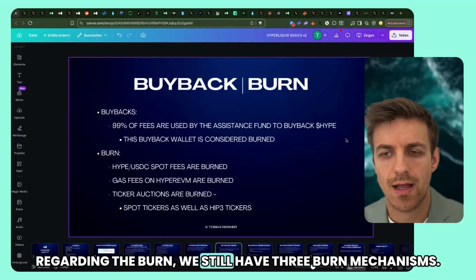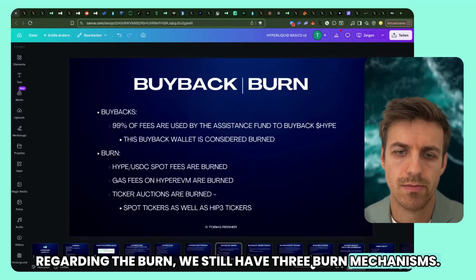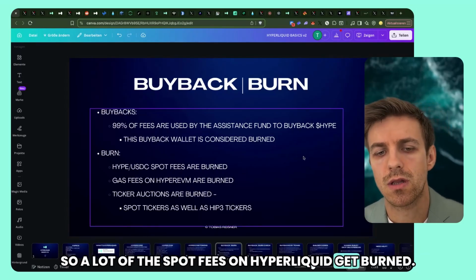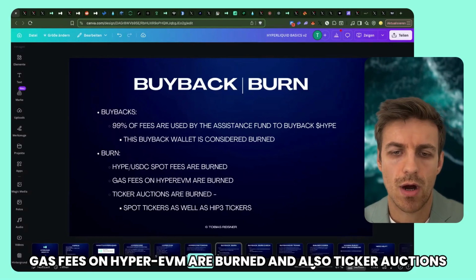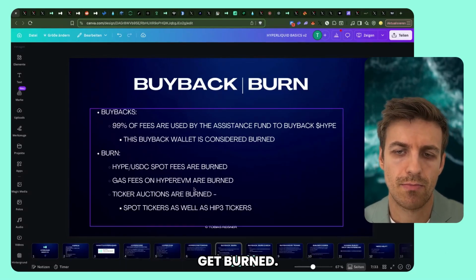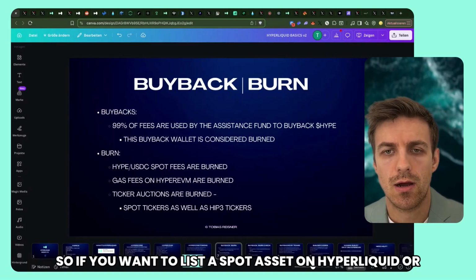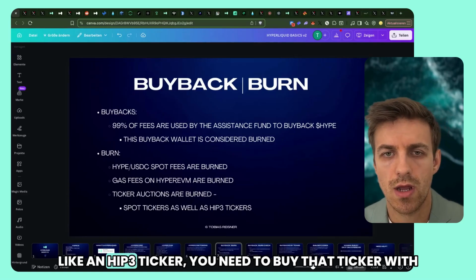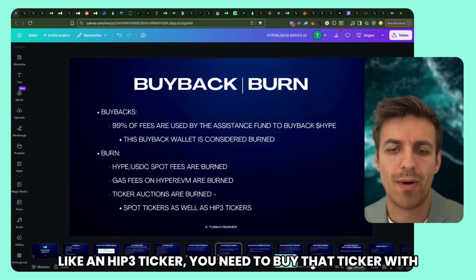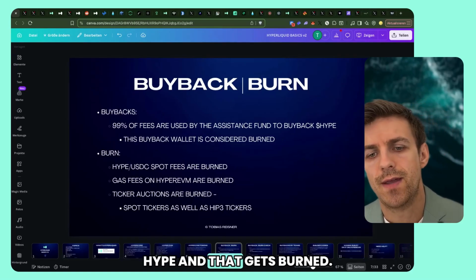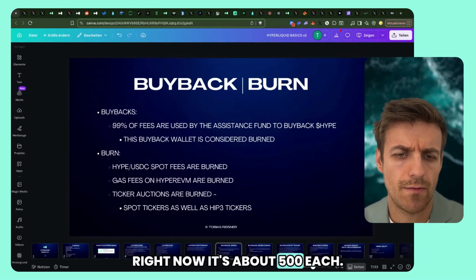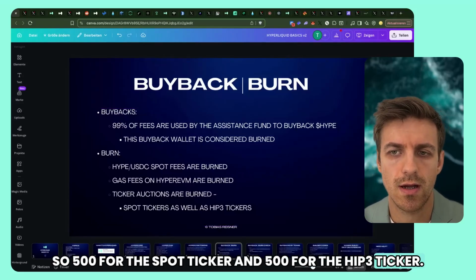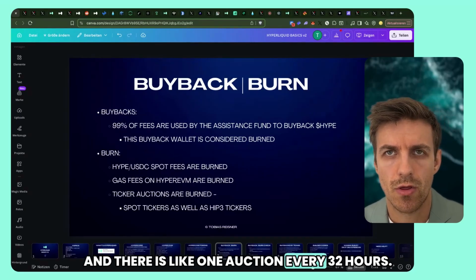Regarding the burn, we still have 3 burn mechanisms. They haven't changed. A lot of the spot fees on Hyperliquid get burned, gas fees on HyperEVM are burned, and also ticker auctions get burned. So if you want to list a spot asset on Hyperliquid or an HIP-3 ticker, you need to buy that ticker with HYPE, and that gets burned. Right now it's about 500 each, so 500 for the spot ticker and 500 for the HIP-3 ticker. And there is one auction every 32 hours.